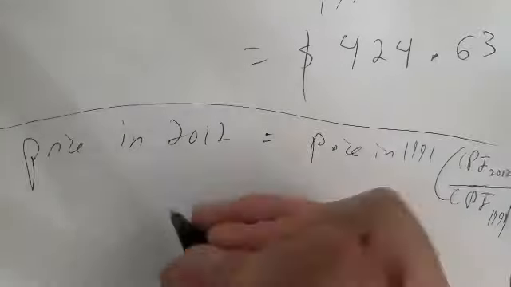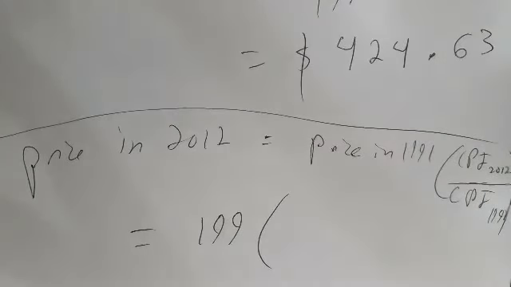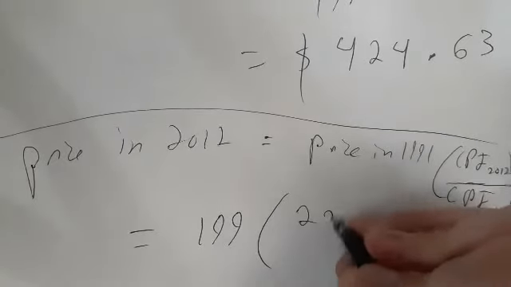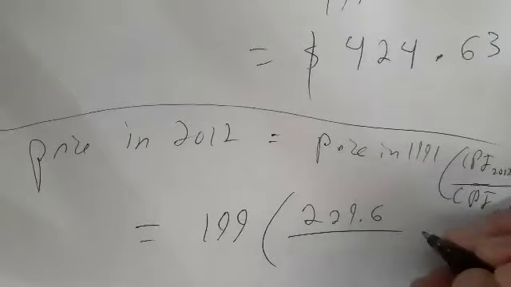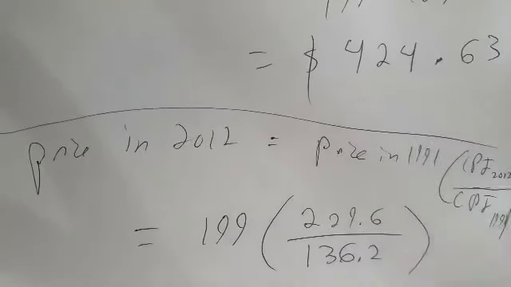So the price in 1991, the price that they gave us, was $199. Before we even do this, do you think this one is going to be more or less in price in 2012 dollars? Okay, so let's do it. 229.6, I believe, is still my CPI of 2012. That didn't change. This one is different now, 136.2.